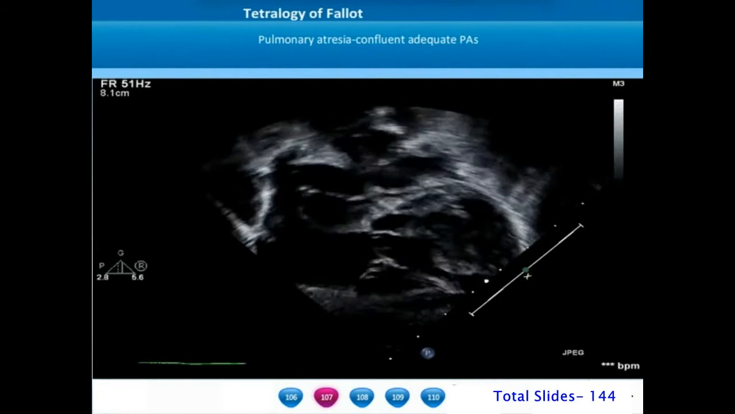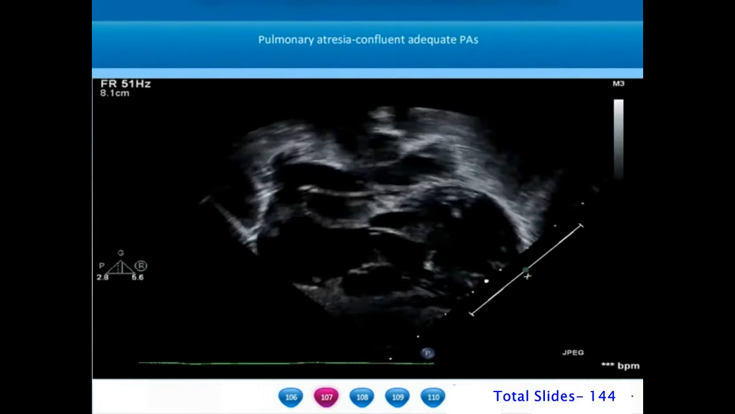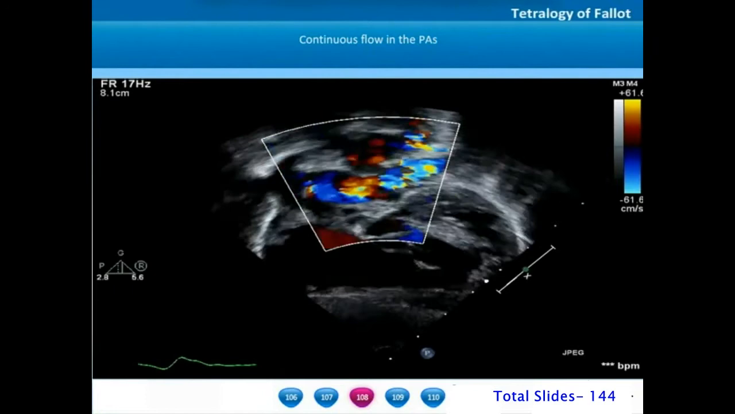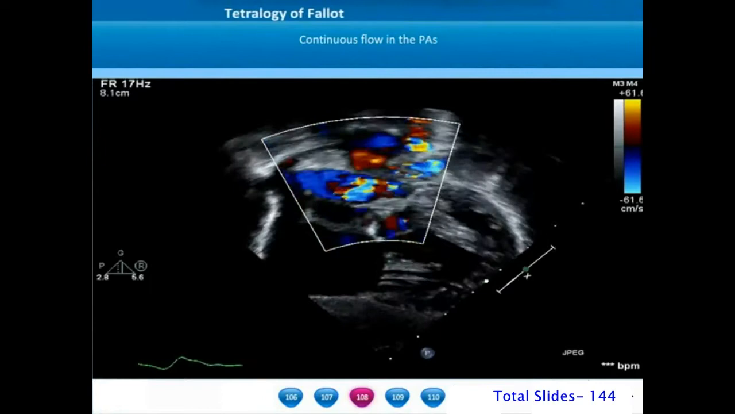This is a subxiphoid coronal view that shows a good sized right and left pulmonary artery with a mild confluence narrowing. On color flow imaging, we can notice the flow from the ductus arteriosus in the region of confluence and swirling around of the color in both the pulmonary arteries.